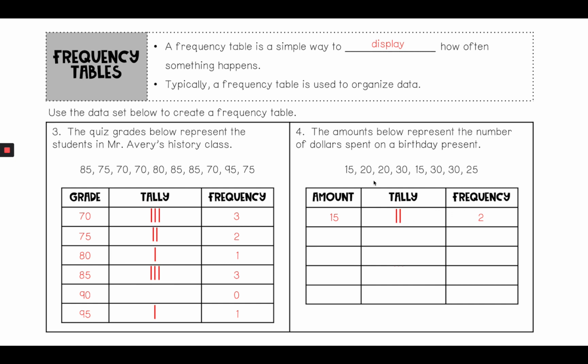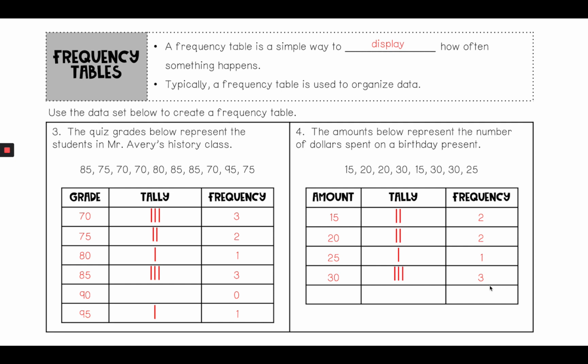Then I go on to the next one. The next one looks like there's 20, and there are 2 20s. So I'm going to go ahead and put 20, 2 tally marks, and then a frequency of 2. And then the next number in line would be 25. There is 1 25. So I'd put a tally mark of 1 and a frequency of 1. And then, last but not least, 30. There are 3 30s. So I would go ahead and put 30, 3 tally marks, and then 3.